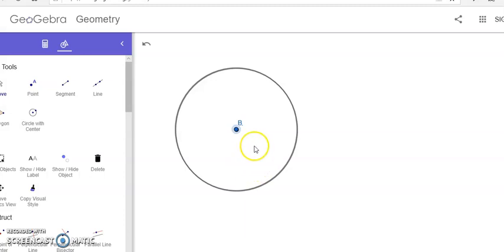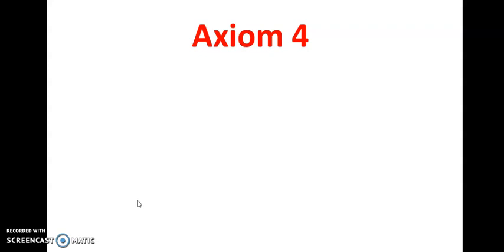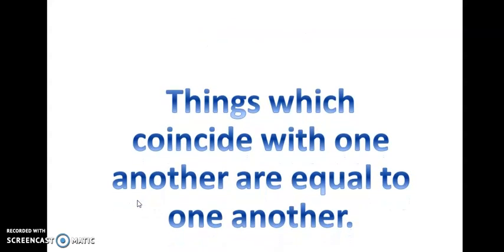Now observe, children. Where is circle 1? Circle 1 is now superimposed with circle 2, isn't it? And we can't see circle 1 now. Tell me how those two circles superimposed. Yes, they are identical. They coincide with each other. Now can we say things which coincide with one another are equal to one another? Yes, this is your axiom 4. That is, things which coincide with one another are equal to one another.